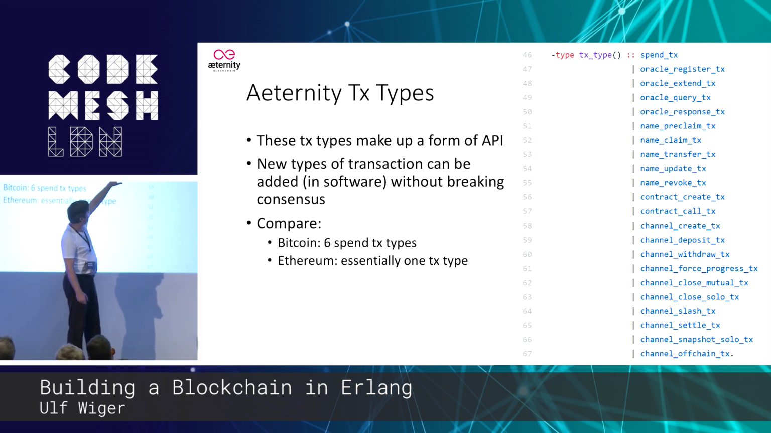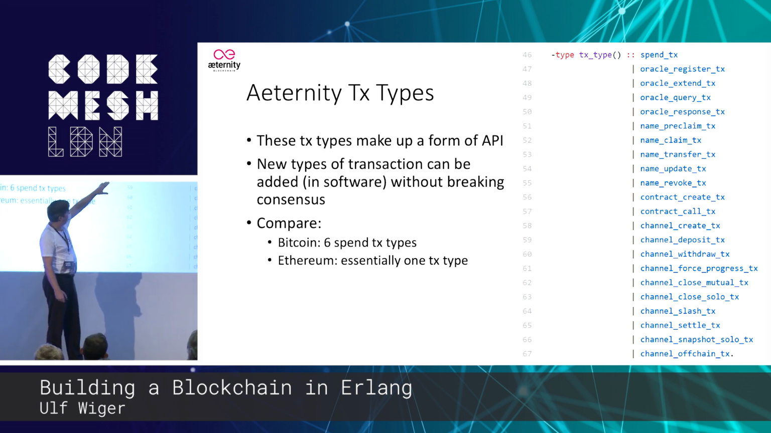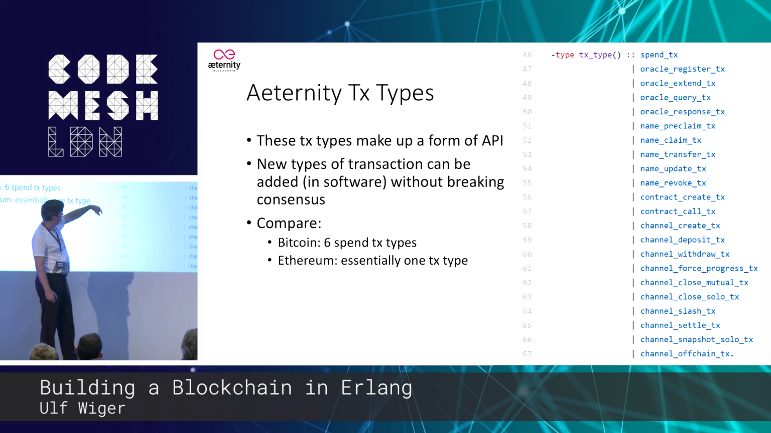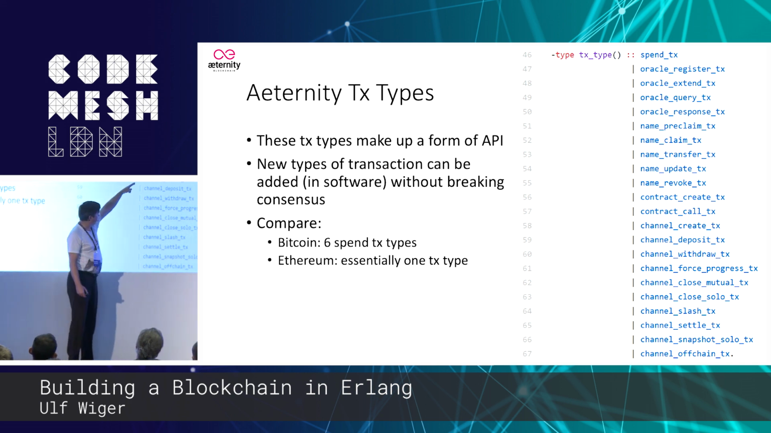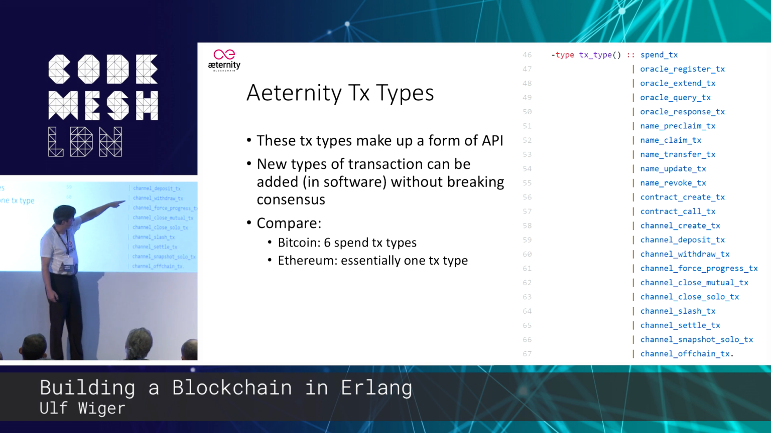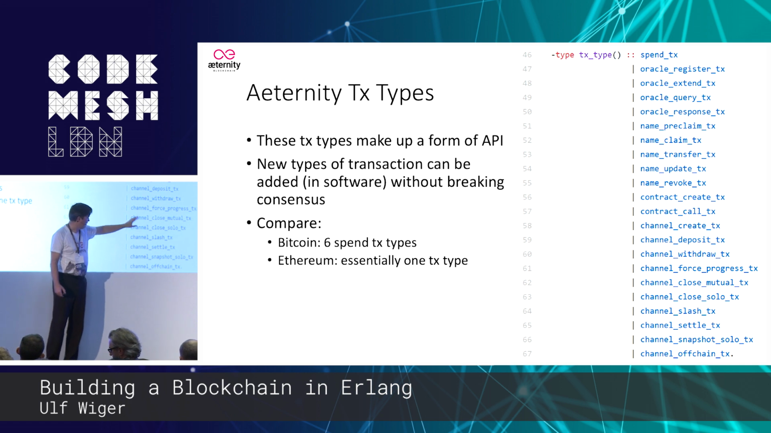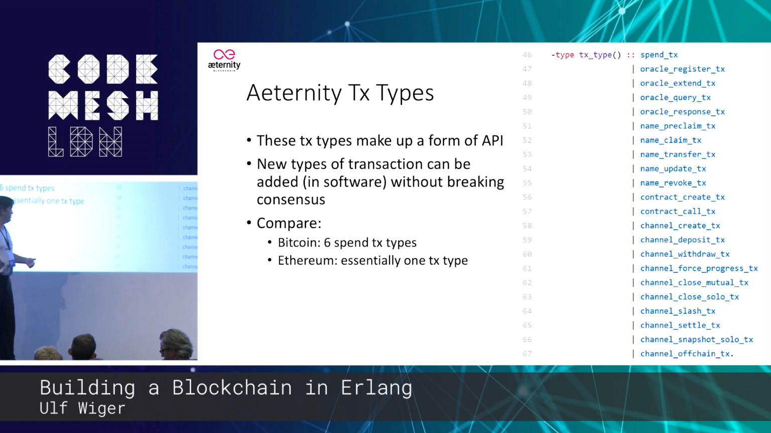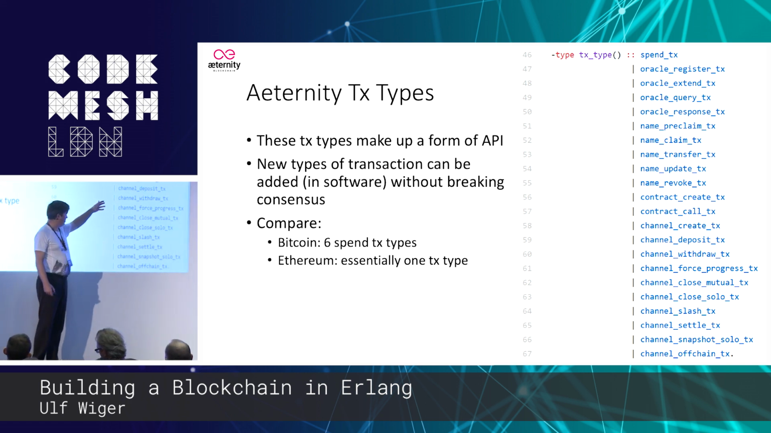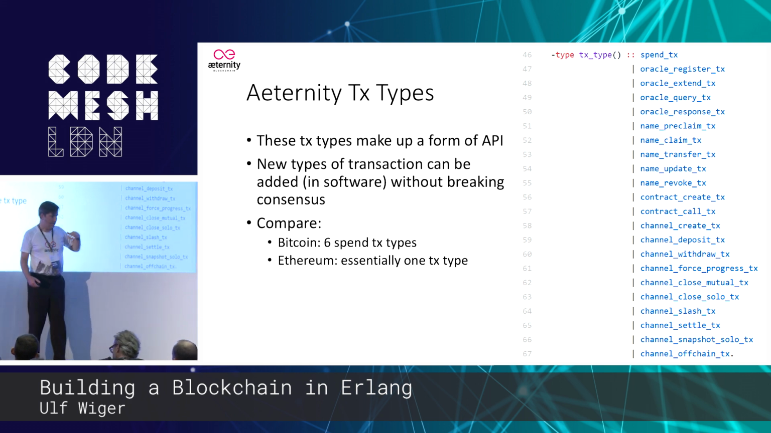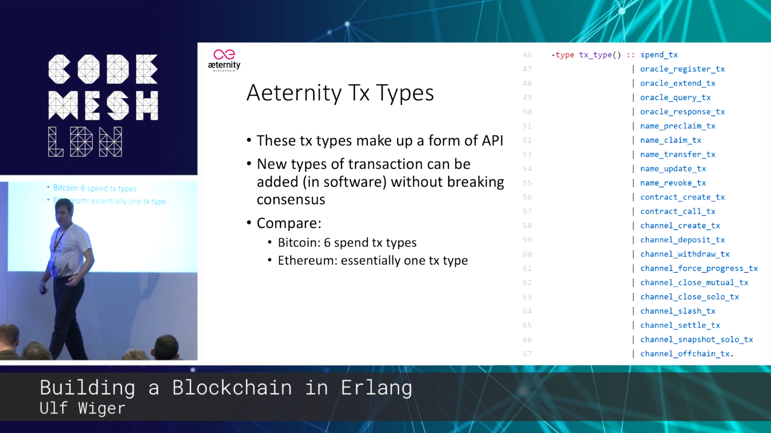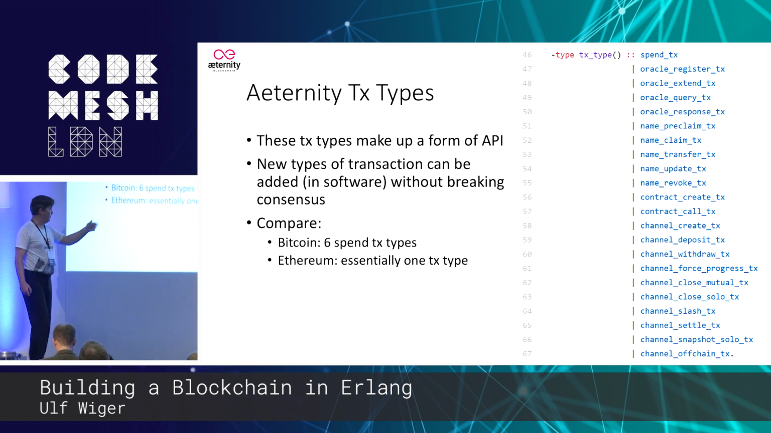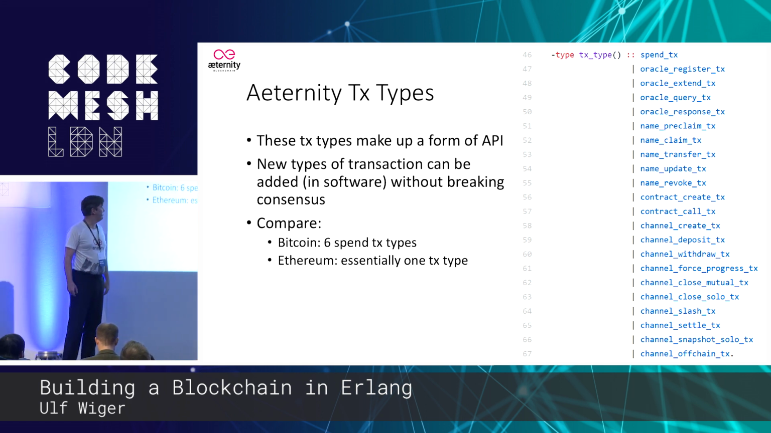You have Oracle register, Oracle extend, Oracle query, Oracle response, name preclaim, name claim, name transfer, name update, name revoke, and then you have channel transactions: create a channel, deposit tokens into a channel, withdraw tokens, and force progress, which has to do with making sure that a contract is actually completed before you close the channel. Then there are a bunch of different ways of checkpointing the channel, closing in different ways, and handling disputes.